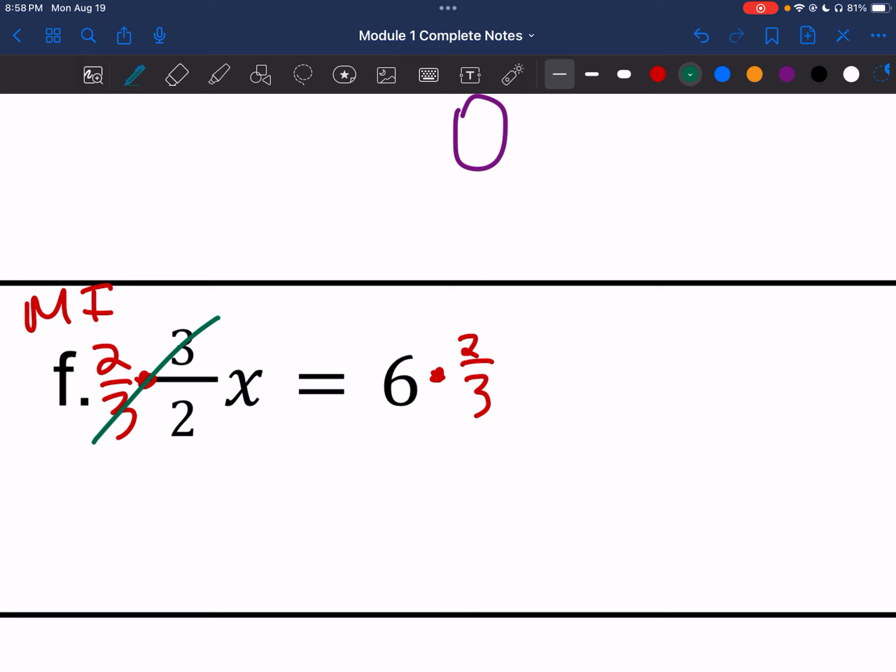So we know that multiplicative inverse cancels out, and we're going to have x is equal to, well, we remember any of our whole numbers are a fraction over 1. So we have 6 times 2 is 12/3, and that's going to reduce to 4.